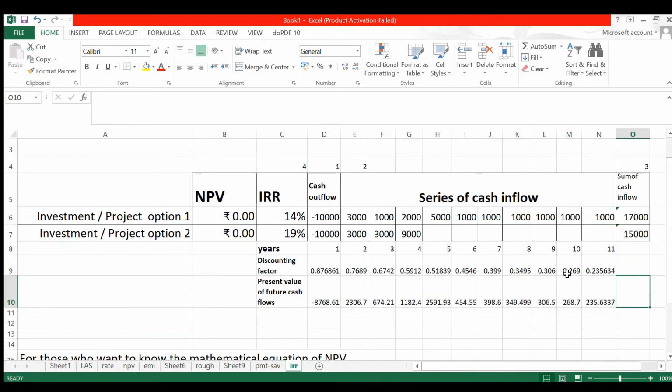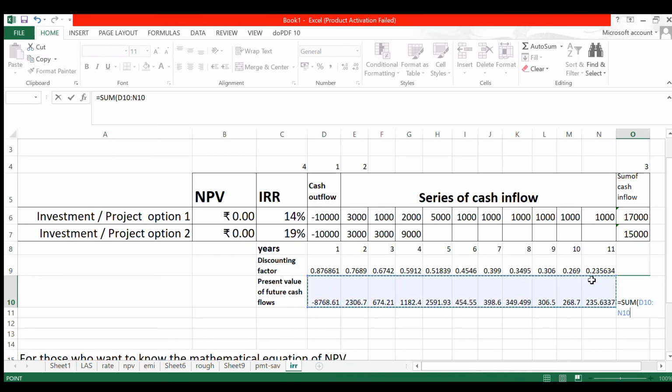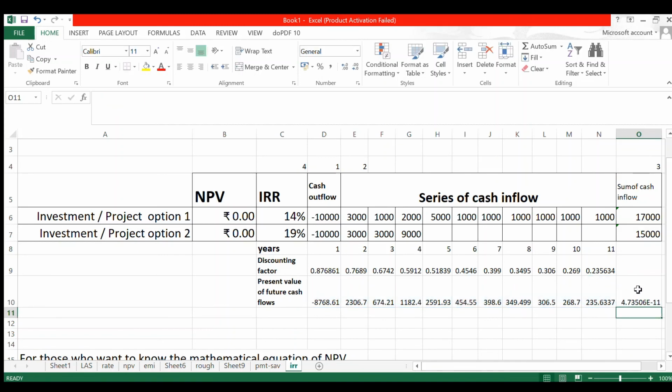So now we can compute the sum using the sum function to find out the net present value of all these future cash inflows and outflows. So 5e raised to 11, if we convert the format to number, we can see that it is 0. So the net present value is 0.